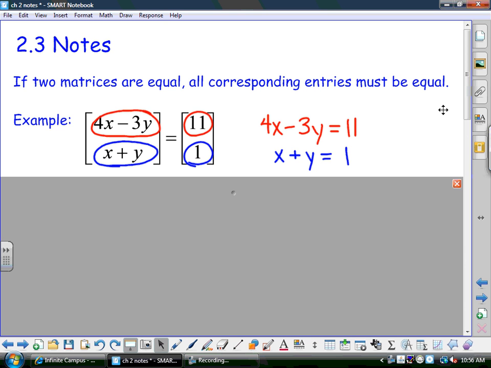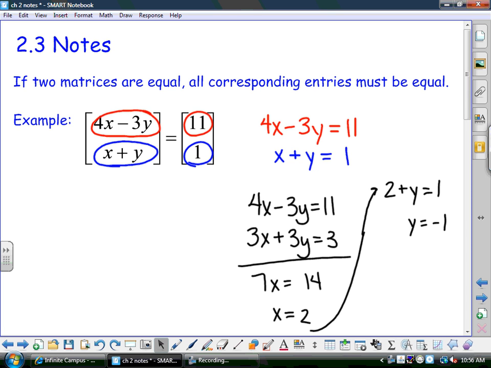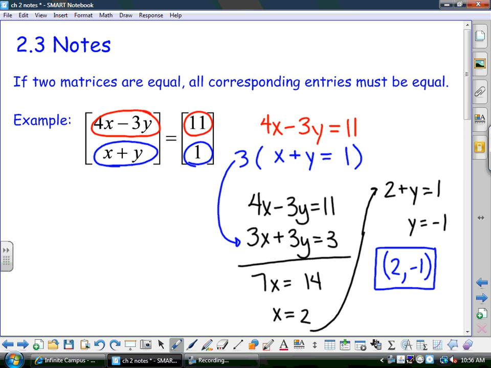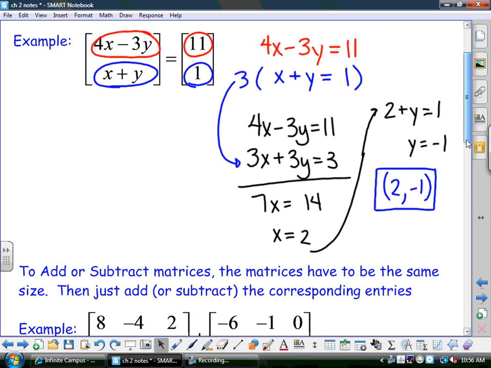If you solve that by elimination, one way would be to multiply the second equation by 3 so that you can eliminate the y's. And when you do that, you should get a solution of x equals 2 and y equals negative 1. Whenever we solve systems, your final answer should always be written as an ordered pair. Then we move on to operations with matrices.